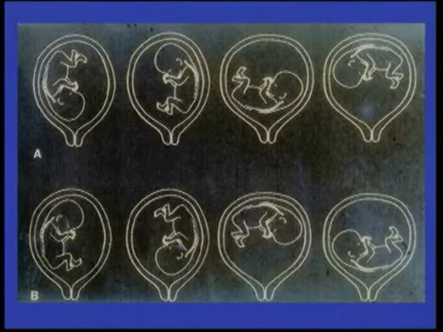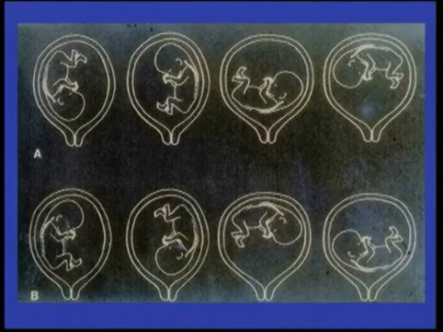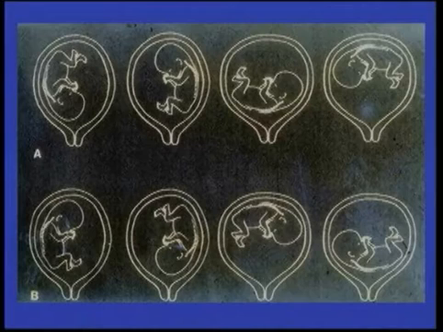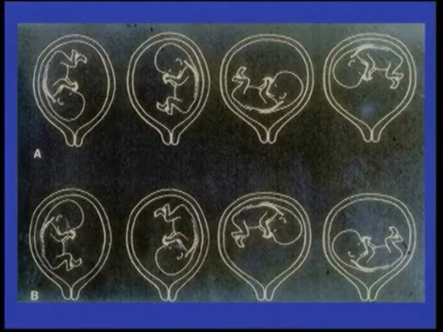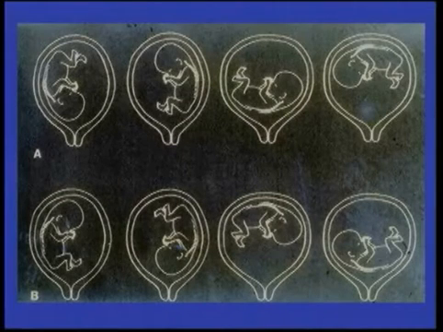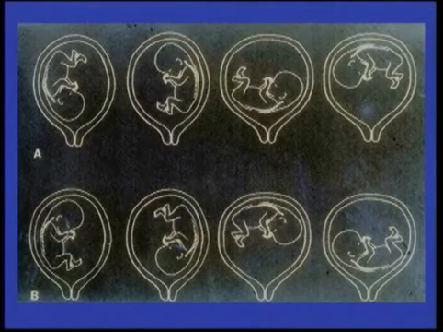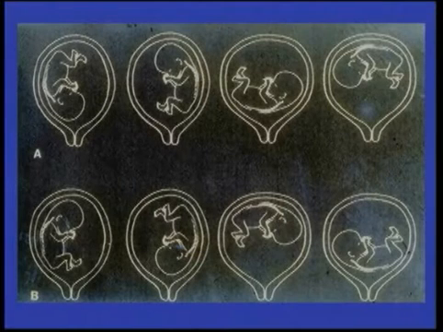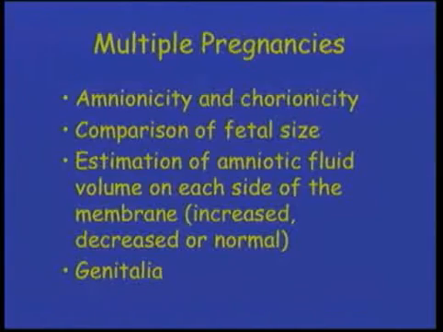The presentation will be cephalic in the upper first line of box A. In the second, it'll be breech. The third, it'll be a transverse lie with the head to the left. And then the next one would be transverse lie, head to the right. And you can see the variations of all these need to be dictated in your report.